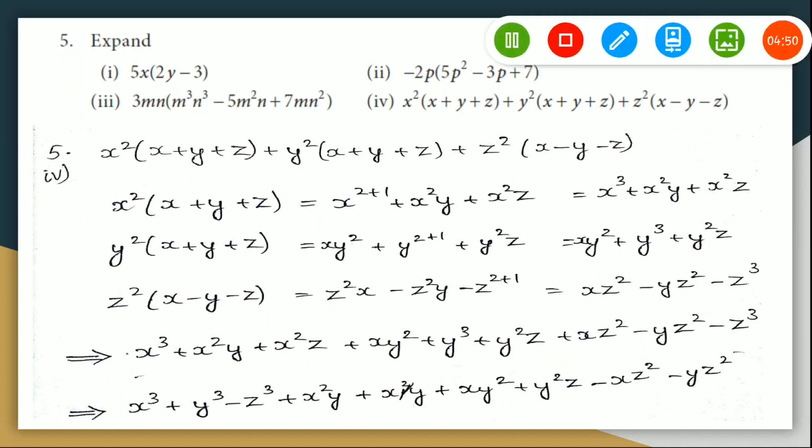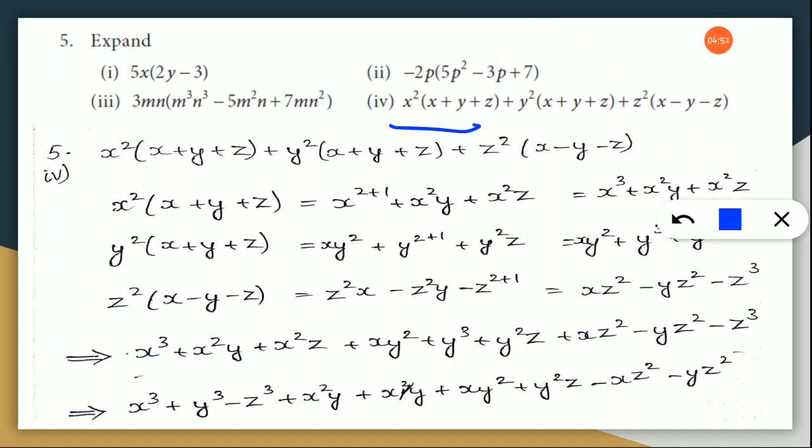Now, the first step, all the three terms are taken separately. Okay, so x square into x plus y plus z is taken separately and then we are multiplying. So x square into x will give us x power 2 into x power 1 we will write. Since it is the same base, I am taking x power 2 plus 1 and writing. Okay. Now next step.